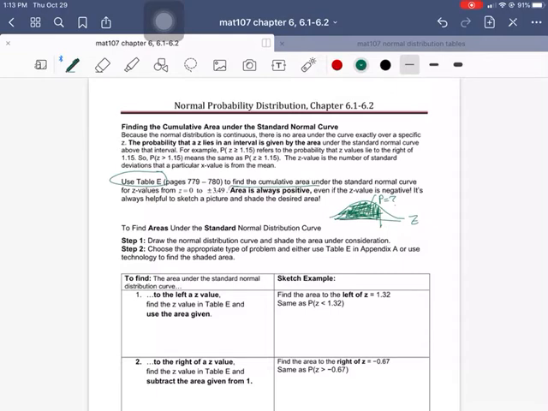If your instructor allows other technical aids, please follow their directions, but I'm just going to stick with how to use the paper table, okay? The area is always positive when using the table, even if the value is negative. Think of this space here. There's so much space here. It's this much. It's a positive number. It's like distance. It's always positive, okay? So how to use the table.